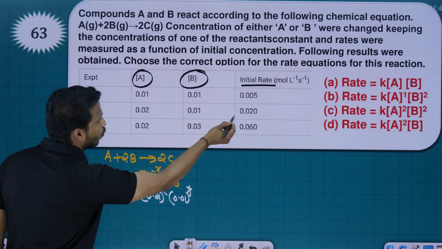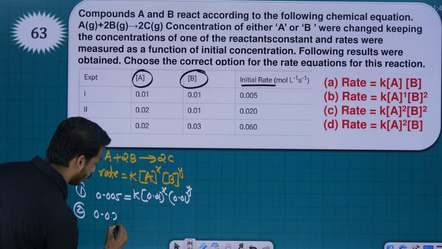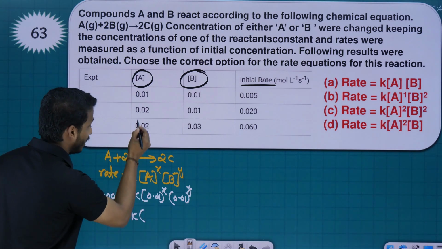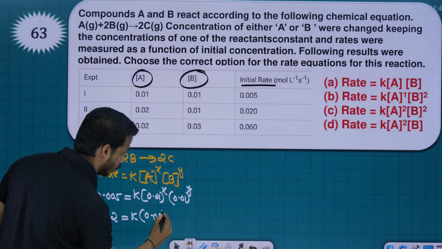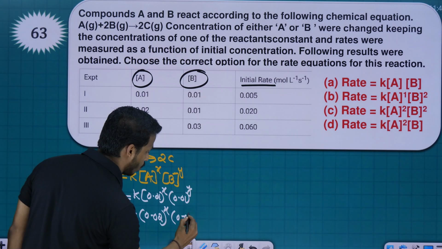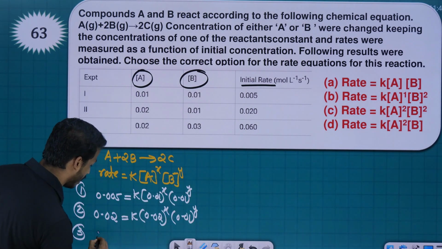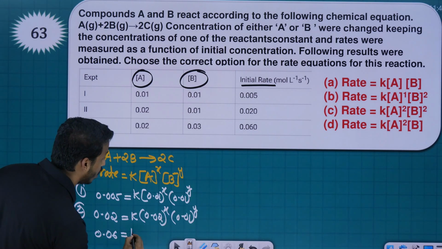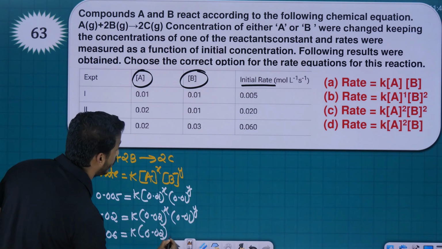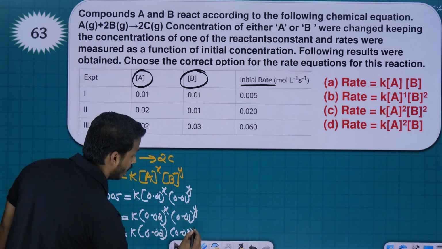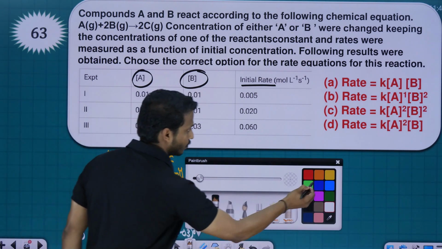According to experiment number 2, what is the rate? 0.02 equal to k into, at that time, concentration 0.02 raised to x into 0.01 raised to y. And according to experiment number 3, what is the rate? 0.06 equal to k into 0.02 raised to x into 0.03 raised to y.